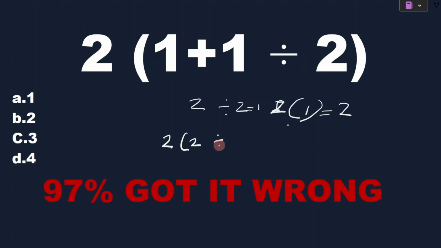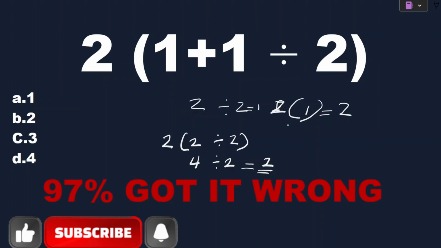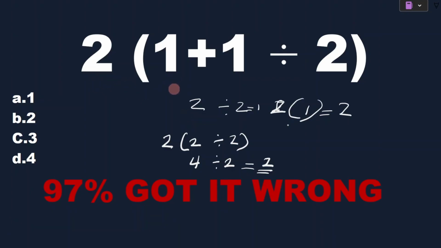Another set of persons solved it this way: 2 multiplied by 1 plus 1, and 1 plus 1 is 2, which divides 2. So how did they solve it? 2 multiplies 2 to give them 4, and then 4 divided by 2 to give them 2. Some people even went ahead to solve it like this: 2 multiplied by 1 to give them 2, 2 plus 1 to give them 3, 3 divided by 2 to give them what?